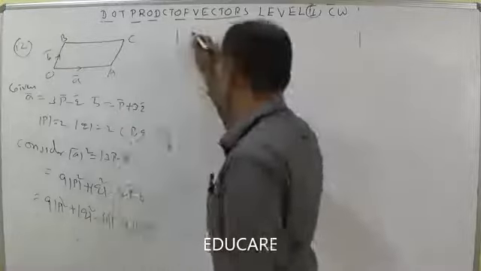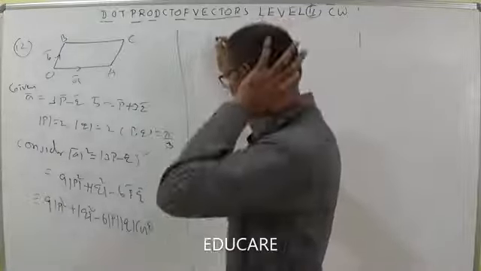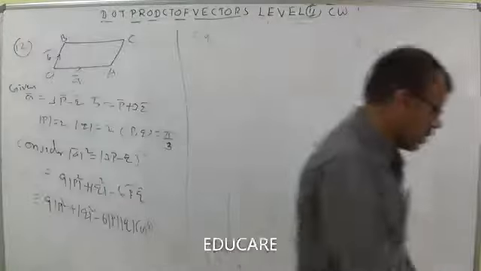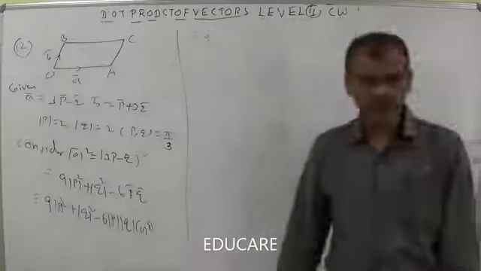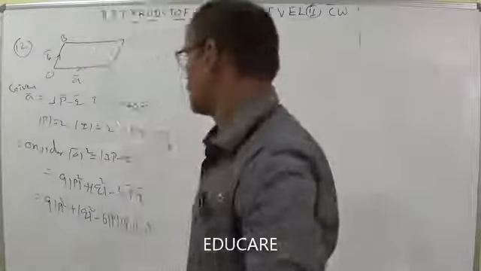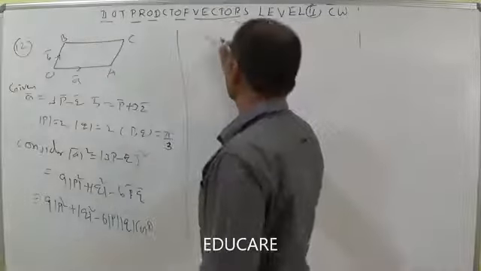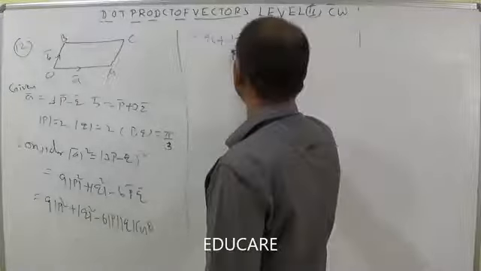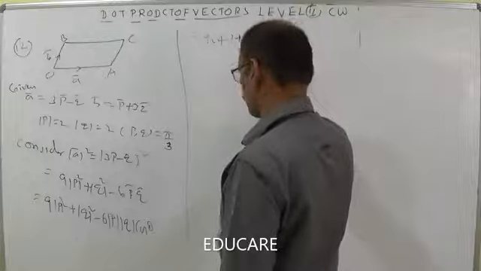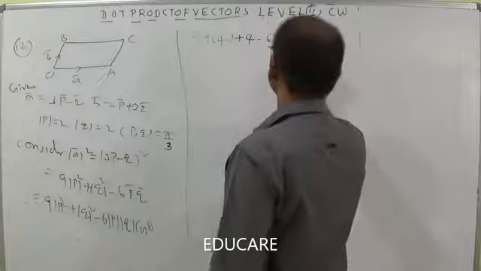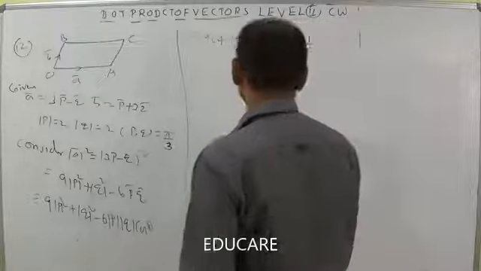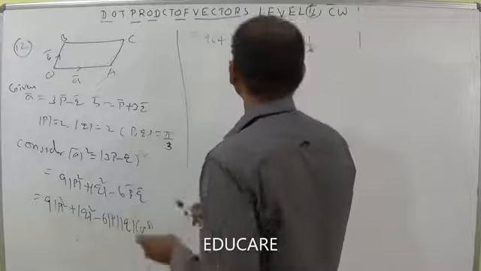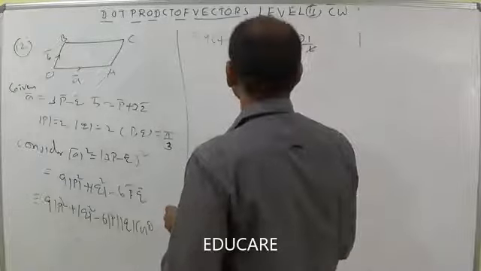P comma Q, that is equal to 9 into, what is the value of P square? If he given the magnitude, we should substitute the value of magnitude. P is equal to 2, 9 into 2 square, 4. 9 into 2 square plus what is the value of Q? Q, it is also 4. Minus 6 into 2 into 2 into cos 60, value 1 by 2. 2 got cancelled. 9 into 4 is 36. 36 plus 4, 40. 40 minus 12.